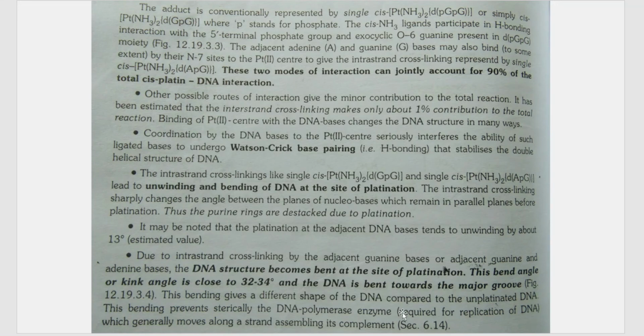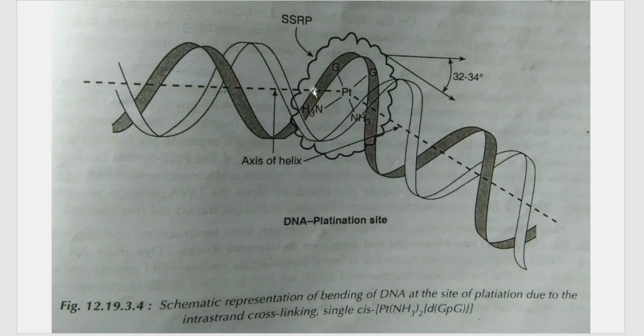It stops the replication of DNA, because for replication the two strands of the DNA should be like parallel chains. But here what is happening? The intra-strand cross-linking changes the angle between the planes of the nucleobases, which remain parallel before platination. So what is changing? It is coming and linking to one of the strands, because of which unwinding of the strand takes place, and between the two strands the angle changes, that is, a 13 degree angle change. The DNA gets a bent structure, with a kink angle of around 32 to 34 degrees.